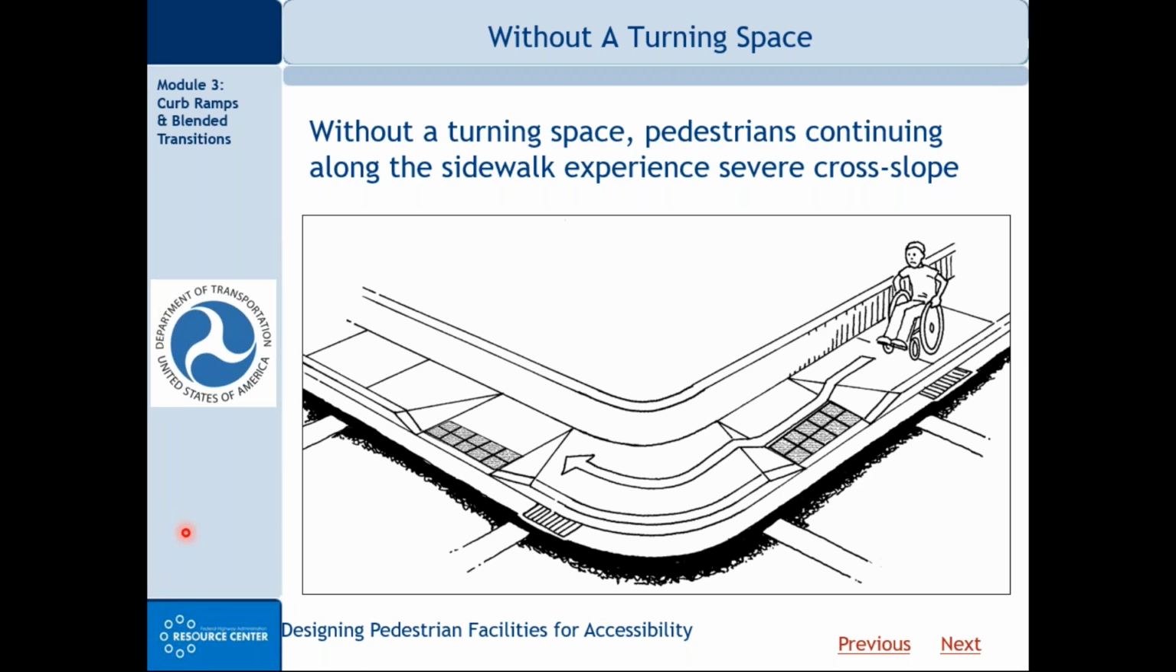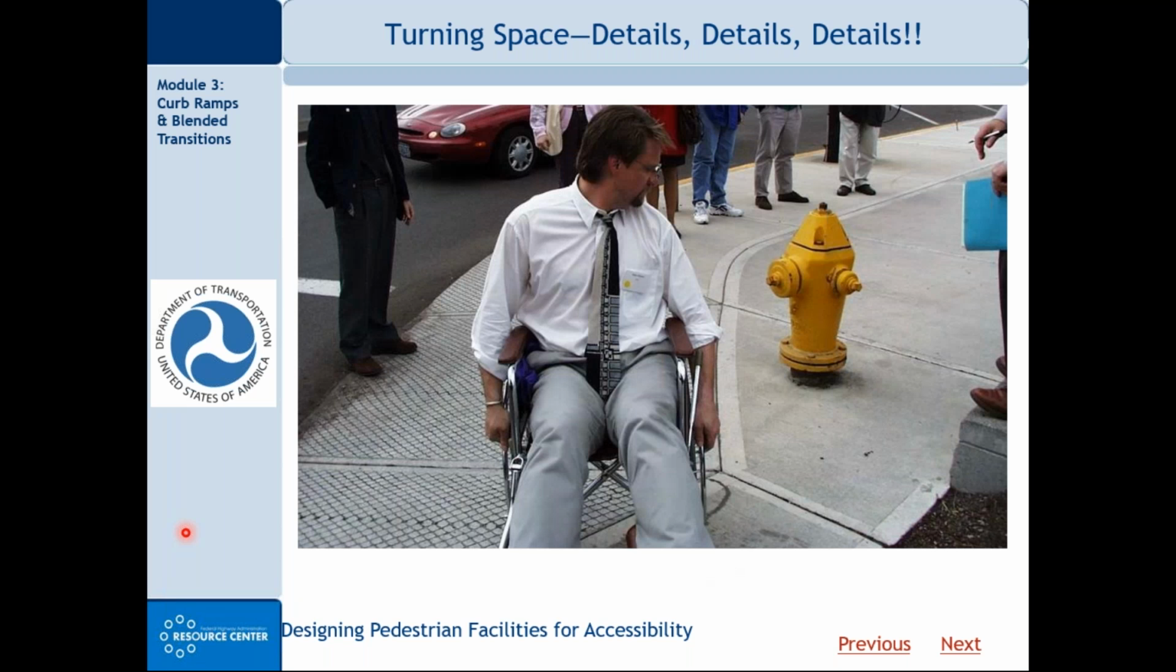And of course, without a turning space, another issue is that pedestrians who are just continuing around the corner, not crossing the street, have to go over the flares and the cross slope of the ramp, the 8.3% cross slope of the ramp, which is not a good situation. And like in all of this work, the details are really critical. Details, details, details. Notice this ramp and turning space look relatively new, but with the fire hydrant right here, it's essentially a non-functional turning space. So those details are critical.